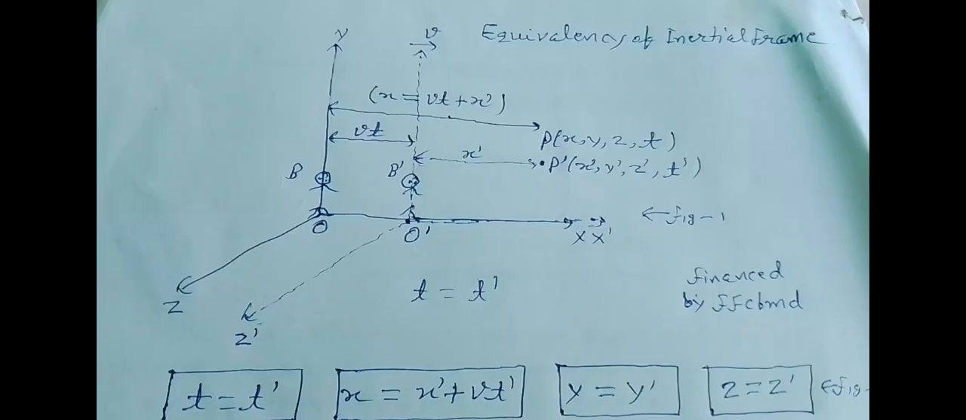And the coordinates x dash, y dash, z dash, t dash of an event measured from B dash are related to the coordinates x, y, z, t of the same event measured from B by the following equations: t equals t dash, x equals x dash plus v t dash, y equals y dash, and z equals z dash, as shown in figure 2. These equations are known as the Newtonian or Galilean transformations.